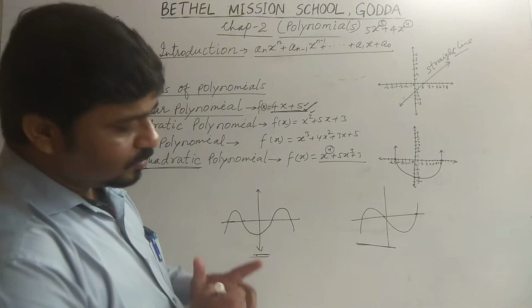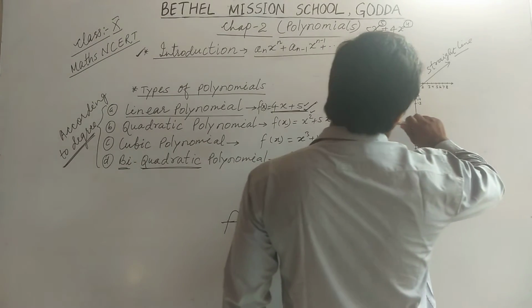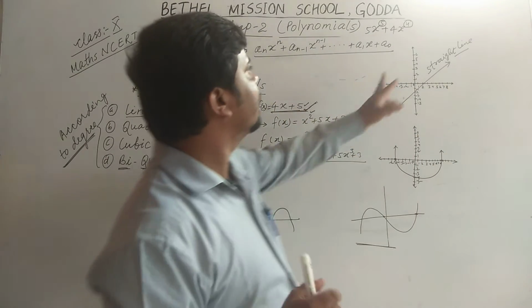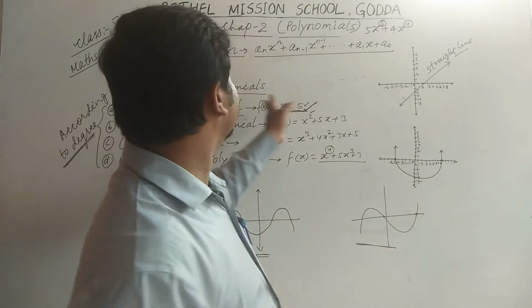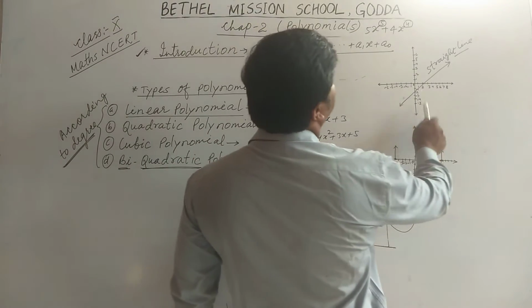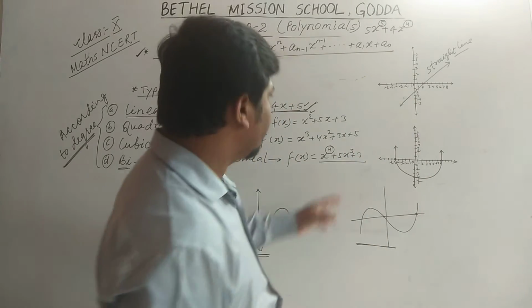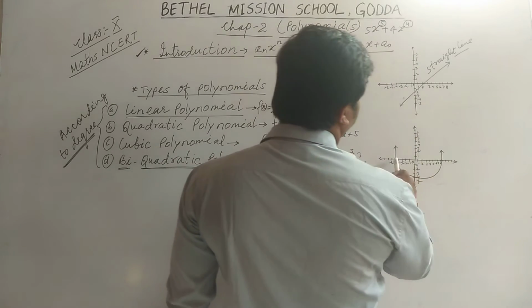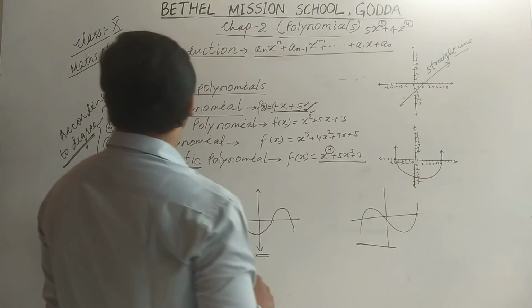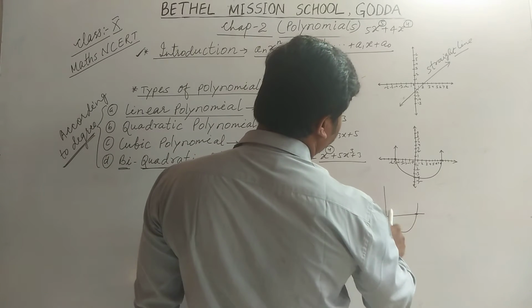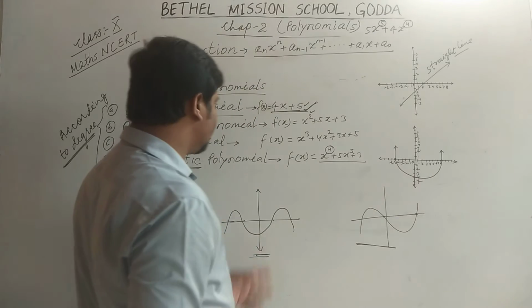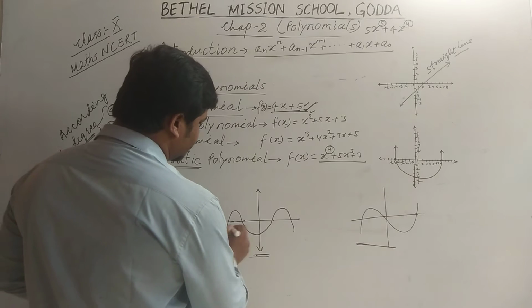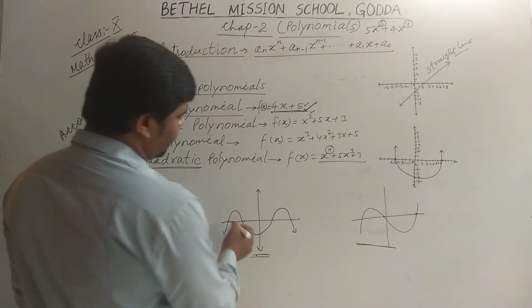So understand once again, if the line intersects the x-axis at 1 point, it means the value of that linear polynomial is 1. And by this graph you can say this shows the linear polynomial. If the line intersects the x-axis at 2 points and the line is curved, then you can say that is a quadratic polynomial. And if the line intersects the x-axis at 3 points, then you can say this is a cubic polynomial. And if the line intersects the x-axis at 4 points, then you can say this is a biquadratic polynomial.